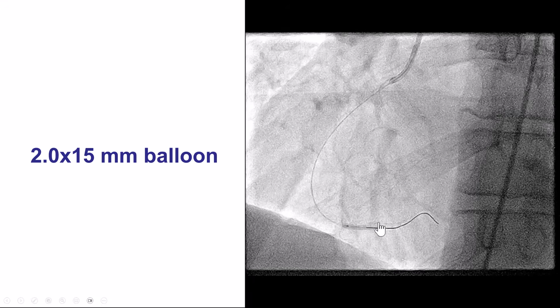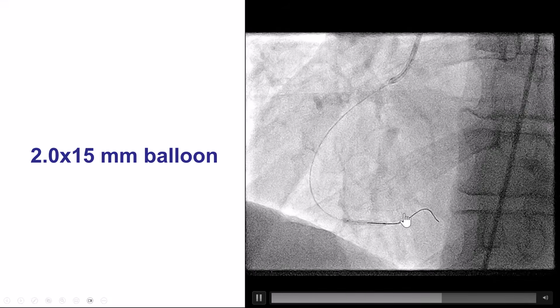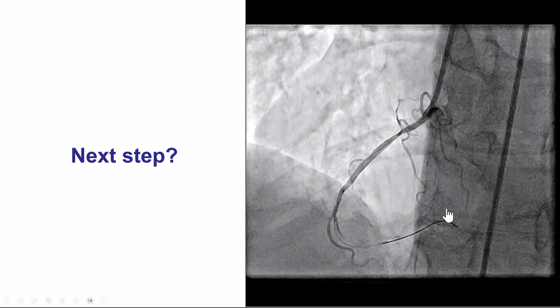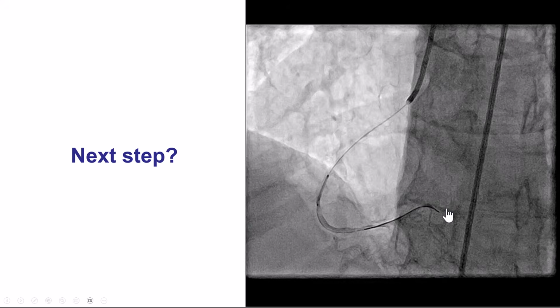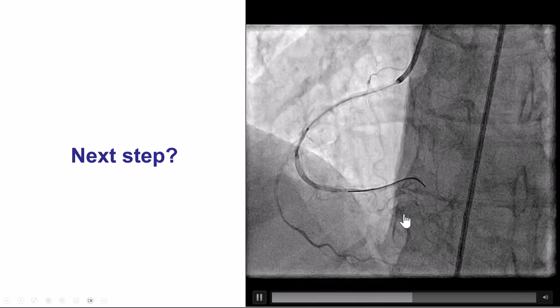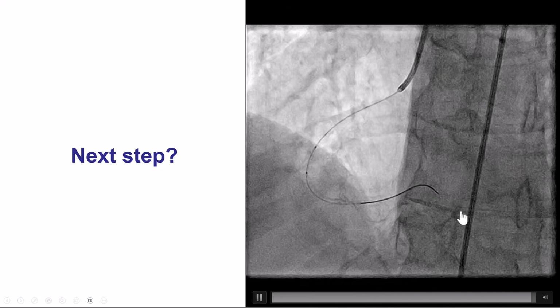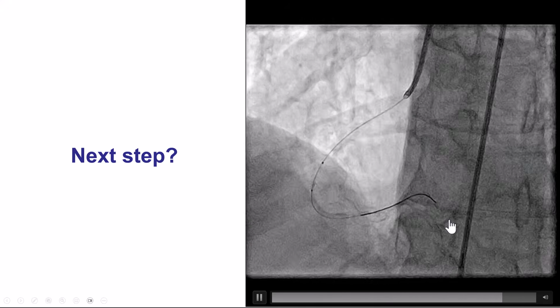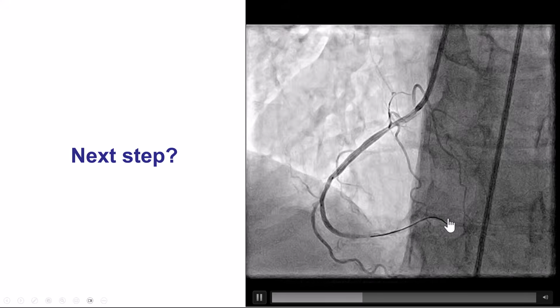We did some more balloon inflation. The lesion did not seem to be completely prepared. We did this after rewiring into the posterolateral that seemed to be the larger branch. And once again, we do have some flow, but not the greatest, especially into the PDA. So this looks like a no-reflow. We probably have some distal thrombus embolization in both the PDA as well as the posterolateral.